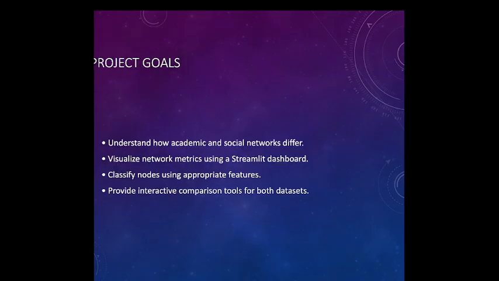First, understand how academic and social networks differ in structure. Second, visualize and analyze them using social network analysis techniques. Third, classify nodes using relevant features like content or connectivity. And finally, present everything through a Streamlit dashboard for interactive exploration.